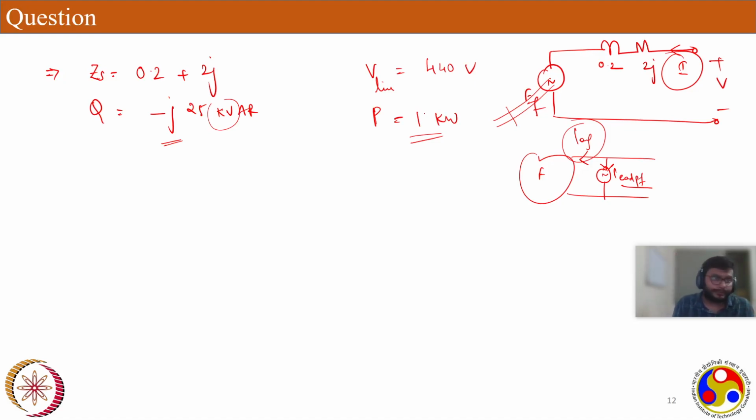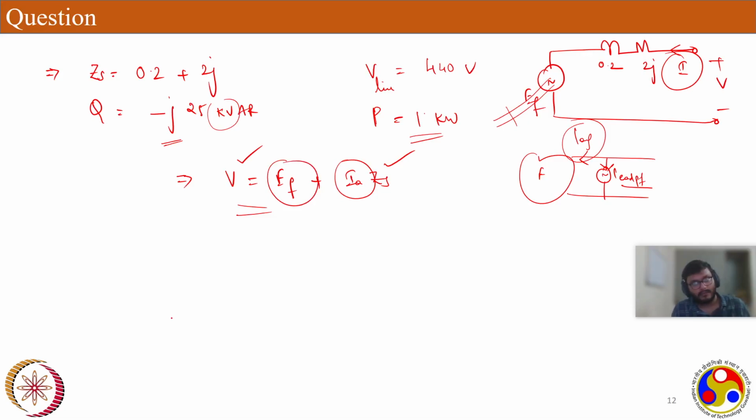Okay. Now let's write the basic equation of a synchronous motor. V is equal to EF plus whatever is the drop, IA ZS drop. So from here we can calculate the IA, because we know V, we know ZS, but we don't know EF. So we can't calculate IA from here, but we have to find another way to calculate the IA. So what is another way to calculate IA? Any idea? We are provided with powers as additional information. If you have any idea, we can proceed with that.